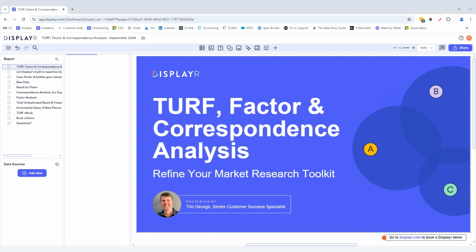I'm excited to discuss and show you three useful techniques for optimizing product portfolios: correspondence analysis, factor analysis, and turf analysis. I'll work in Displayr like usual, but don't worry if you're a Q user. You can do everything in Q.